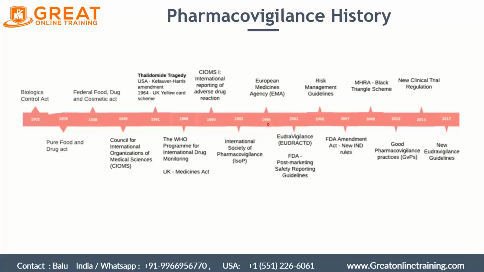And then in 1995, the European Medicines Agency was founded to harmonize the processes and the regulations in the entire European region. And then the EMA initiated EudraVigilance, the clinical trial guidelines in 2001, and also FDA initiated their post-marketing safety reporting guidelines. And in 2005, the risk management guidelines were initiated. The current medicine safety plans are initiated from these risk management guidelines.